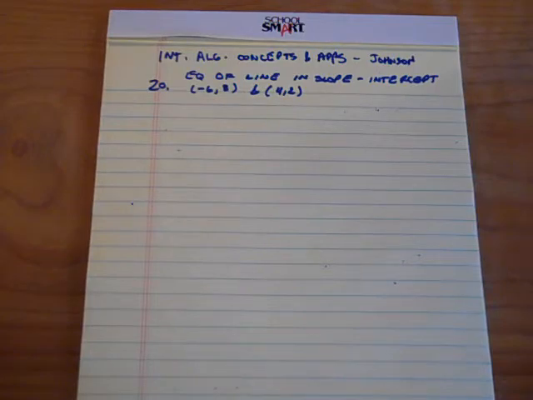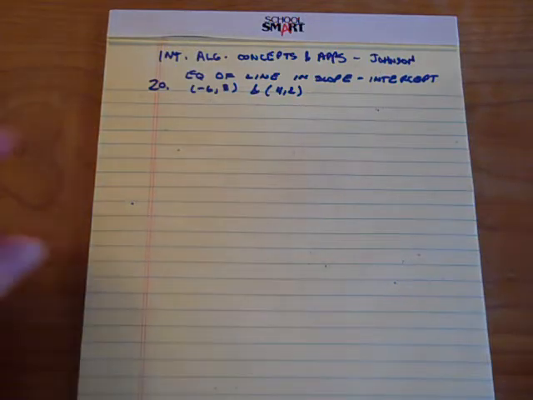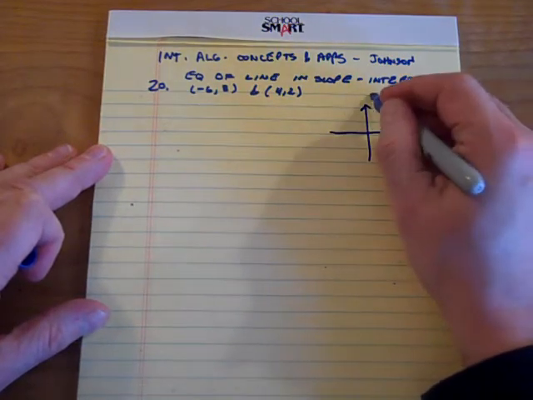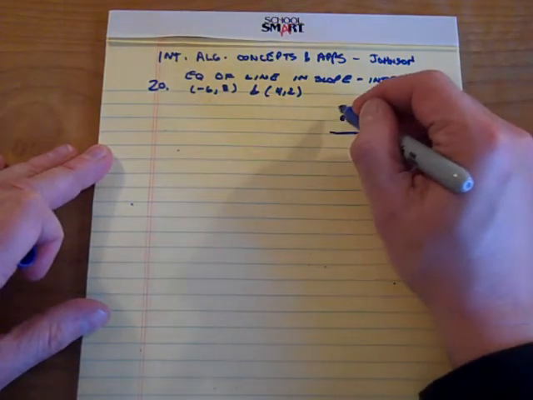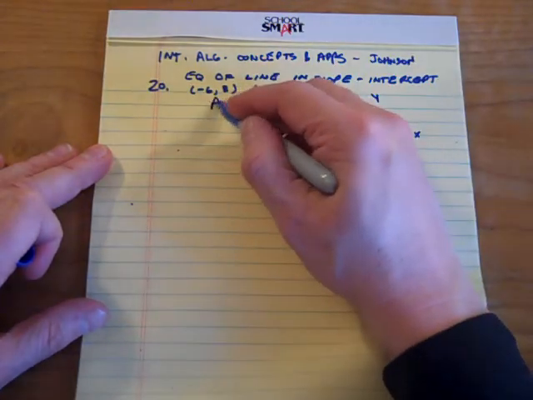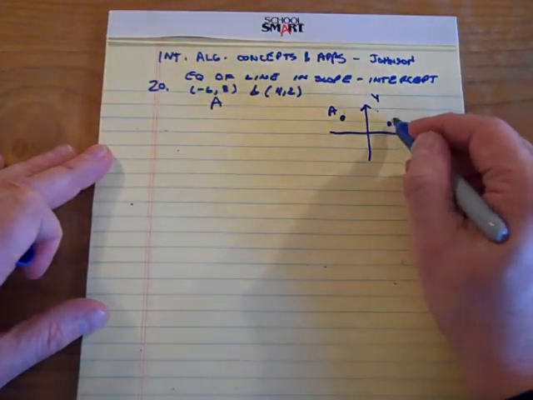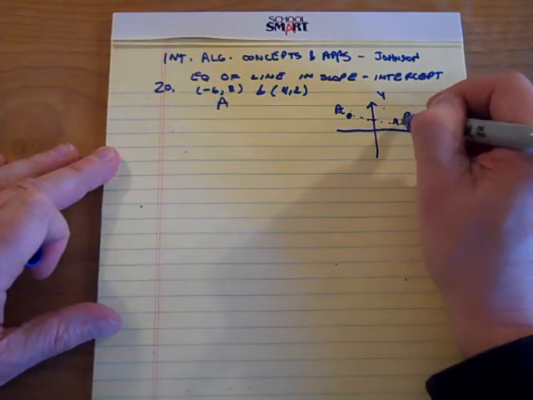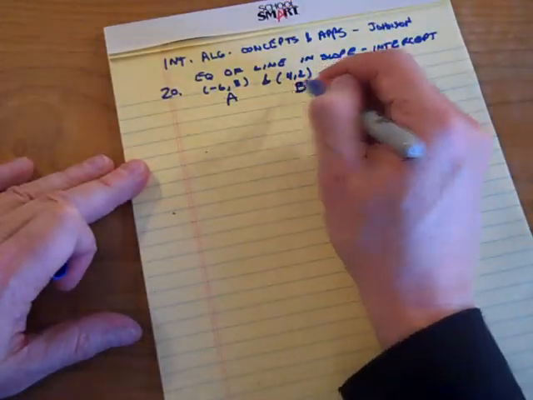Alright, so we got a problem out of Intermediate Algebra and Concepts, number 20. It says find the equation of a line in slope-intercept form, and it goes through point (-6, 3) and point (4, 2). Even though I don't need to, I do a quick sketch. (-6, 3), I'll call that A. (4, 2), I'll call that B. I can see right away that's downhill, so I know the slope better be negative.